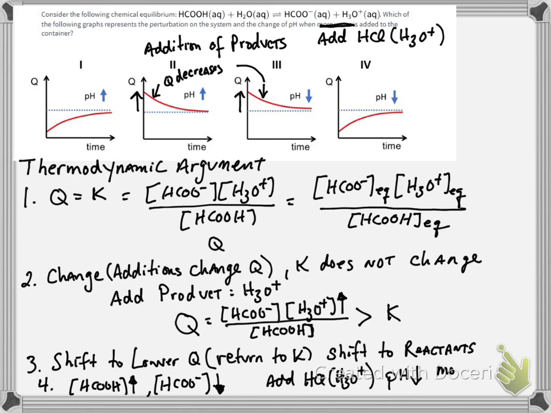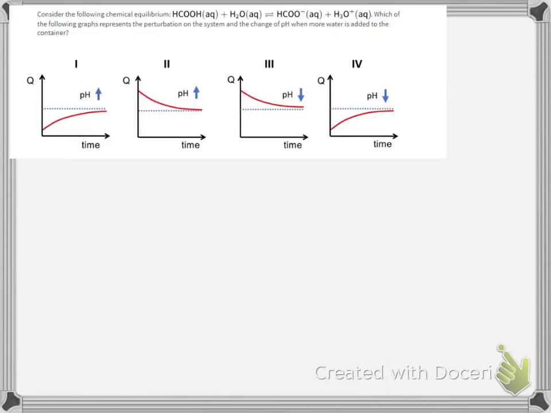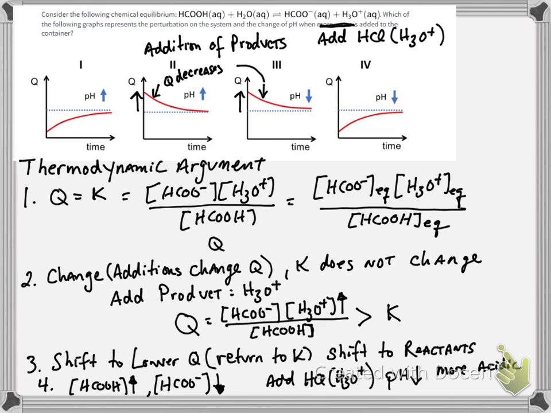Remember, the shift is always an order of magnitude lower than the initial addition. So we added a strong acid, the system must become more acidic. And so in that case, pH went down, and if it does go down, then the answer is 3 for the addition of a strong acid to Ka.